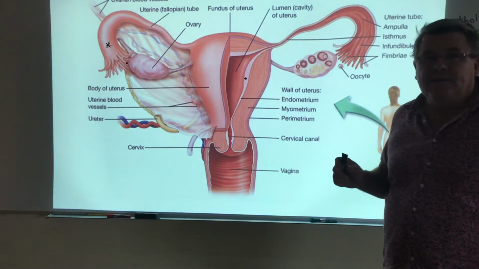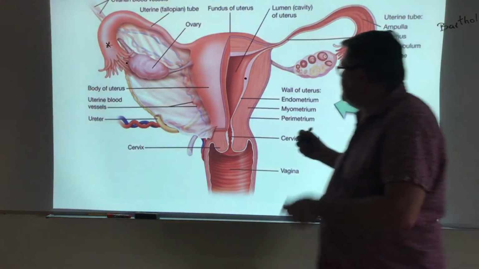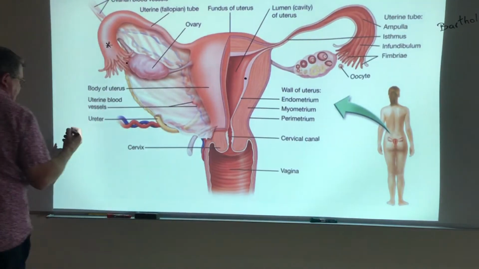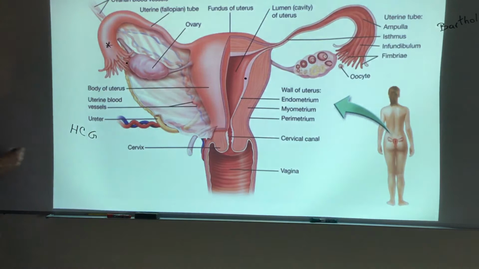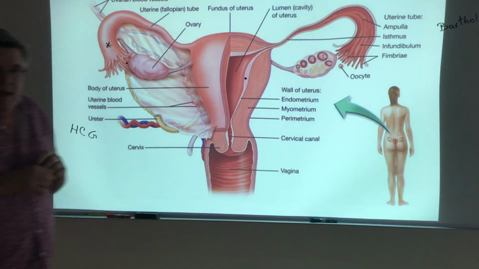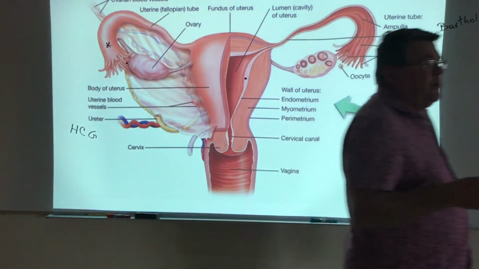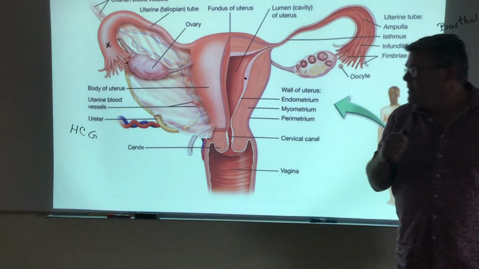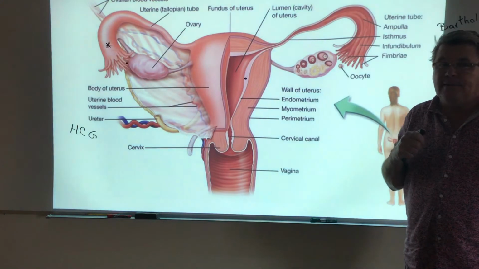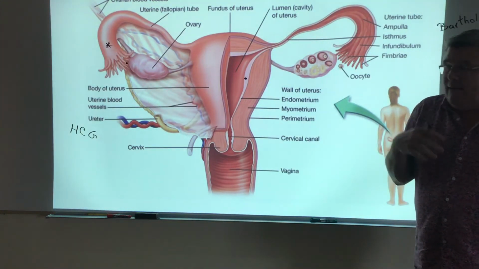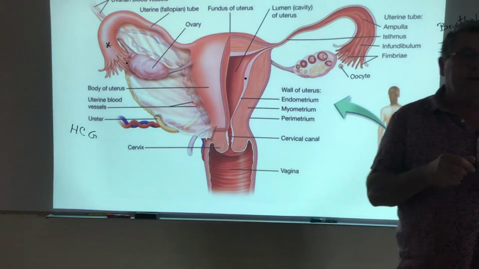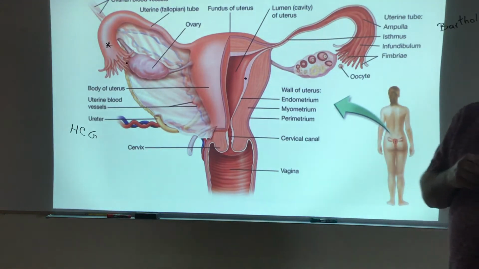What that placenta is going to do is secrete a hormone called HCG. And what HCG stands for is human chorionic, and here's the kicker, gonadotropin. HCG, human chorionic gonadotropin, is going to keep essentially the corpus luteum alive.